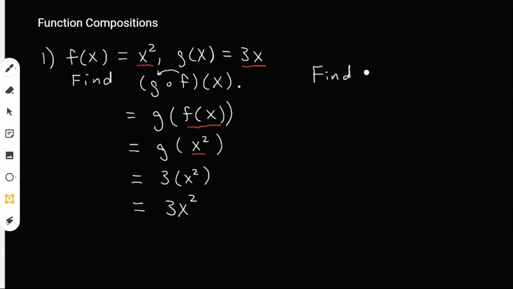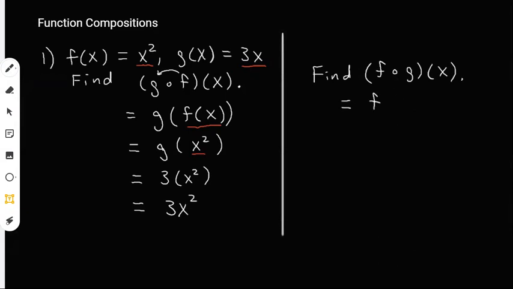The next thing I want to do is I want to find the composite function of f of g of x. So what does this one mean? This one means that I'm taking f and I'm writing that first, and I'm going to put the function g of x inside of f. So this time I've switched the order of the two functions. Notice that I'm taking the function g this time and I'm putting it inside of f.